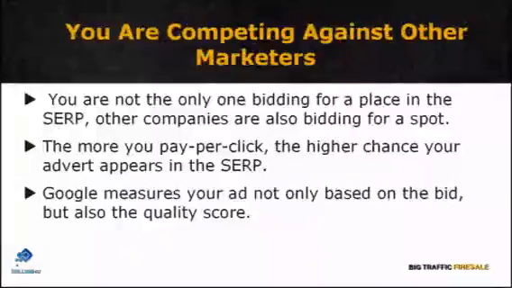Other companies with similar niches can also bid for a spot in the SERP. The truth is, if you want your ad to appear at all, you would have to compete against other marketers. The more you pay per click, the higher chance your advert appears in the SERP. However, unlike real-life bidding, it's not just the highest bid price that is taken into account for the projection of your ad. Google also measures your ad by quality score, which we will unravel in the next chapter.